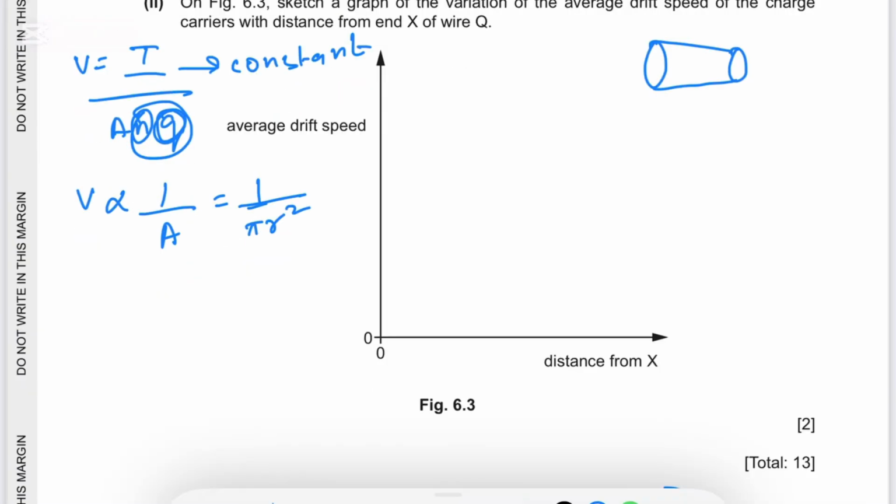Along the length of wire Q, as the radius decreases, its cross-sectional area is going to decrease, and this has an inverse relation with the drift speed. So we are going to see, as the distance from X increases, here's X, let's say, the cross-sectional area will decrease and the drift speed is going to increase. But is that increase going to be linear or not? Here's how you can find that.